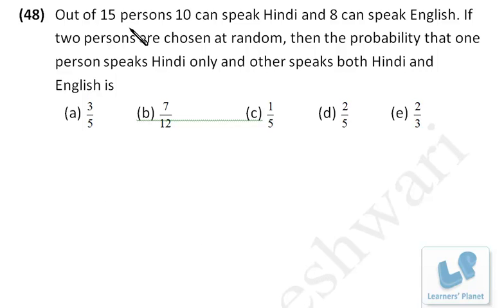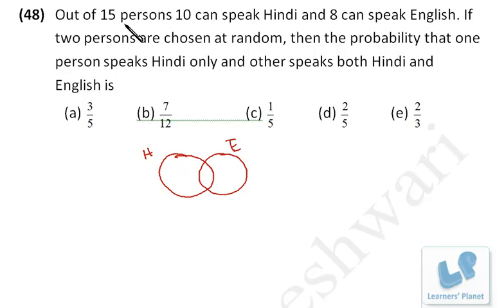Now the total number of persons is 15, and 10 are speaking Hindi and 8 are speaking English. So in all this is 18, 10 plus 8. That means 3 persons can speak Hindi as well as English, right? So if you wish, I can draw a Venn diagram over here. It's like this. It's Hindi, it's English. So 10 plus 8 is 18, and the total number of persons is 15.